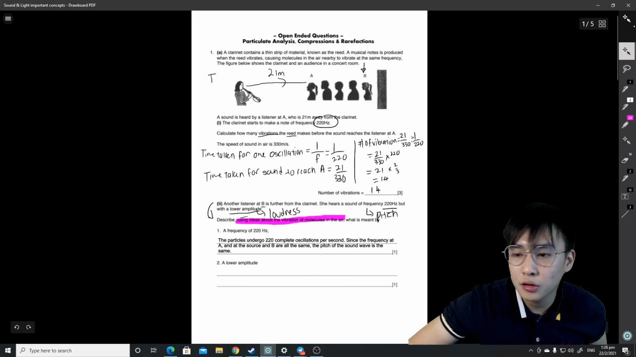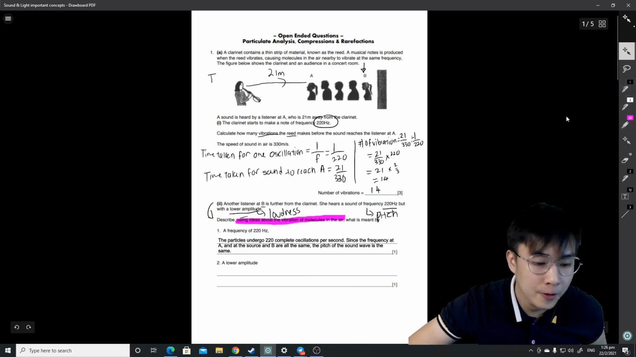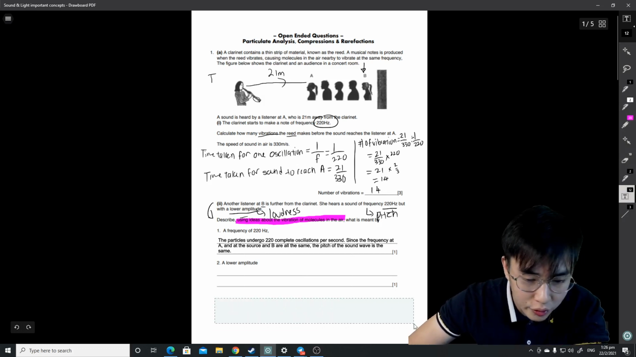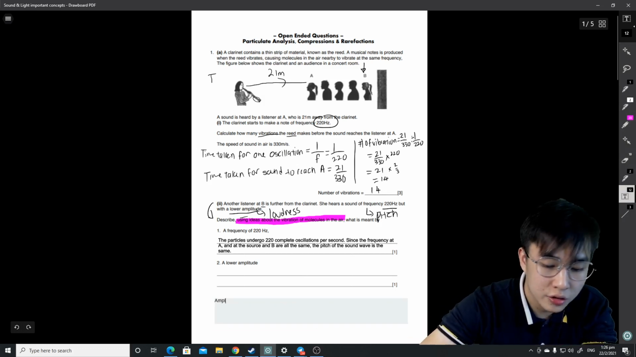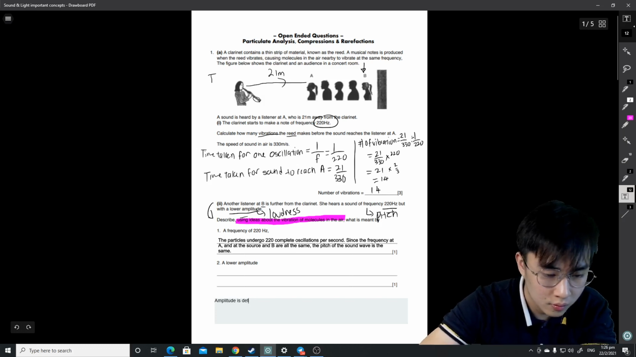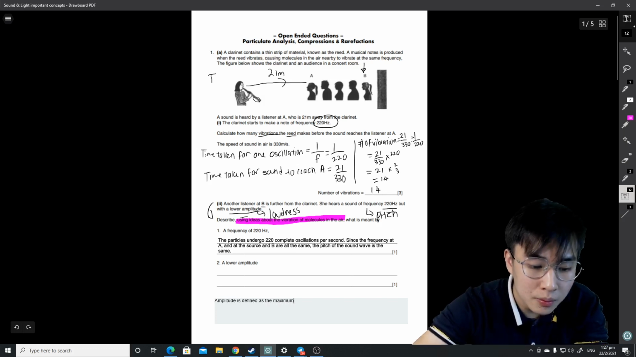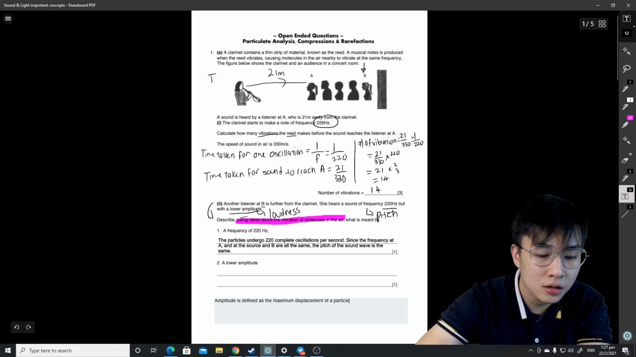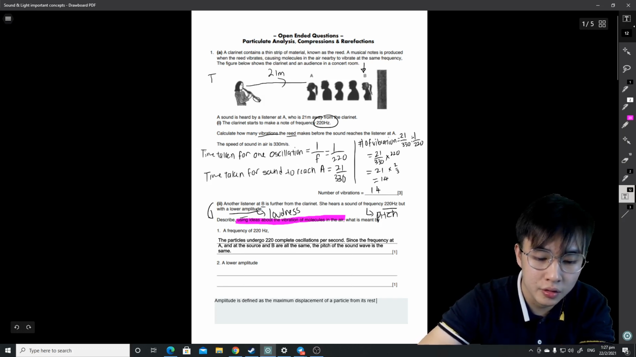Then I'll do the last portion here also. So amplitude is a little bit of a tricky one. I'll define amplitude before we dive into the question here. So amplitude is defined as the maximum displacement of a particle from its rest position.